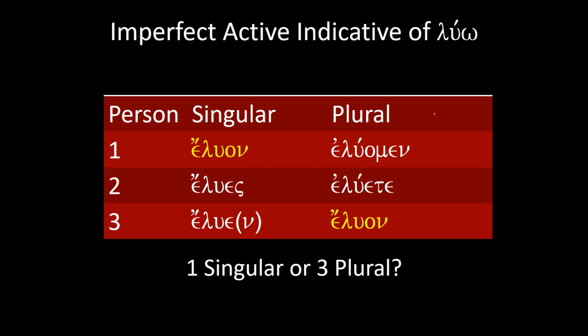Now let's go back and look at this chart for a moment on the imperfect. Eluon, eluēs, elue, eluomen, eluete, eluon. Not sure if you noticed before, the first singular form and the third plural form are exactly the same. How are you going to know which one it is? It's the big word: context.